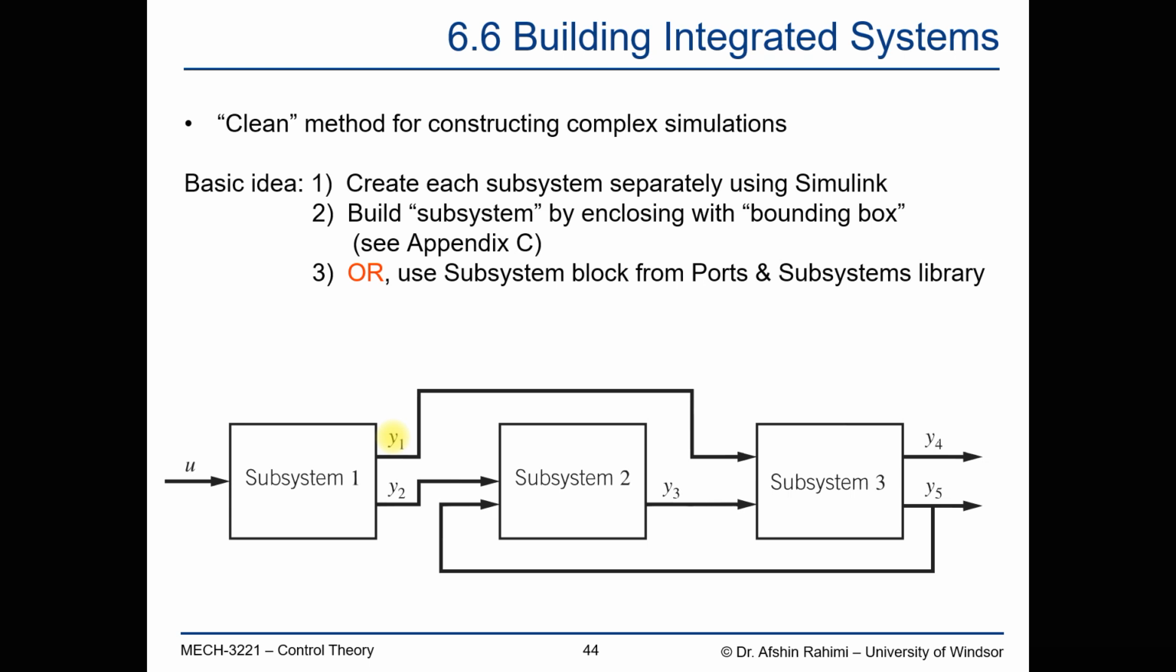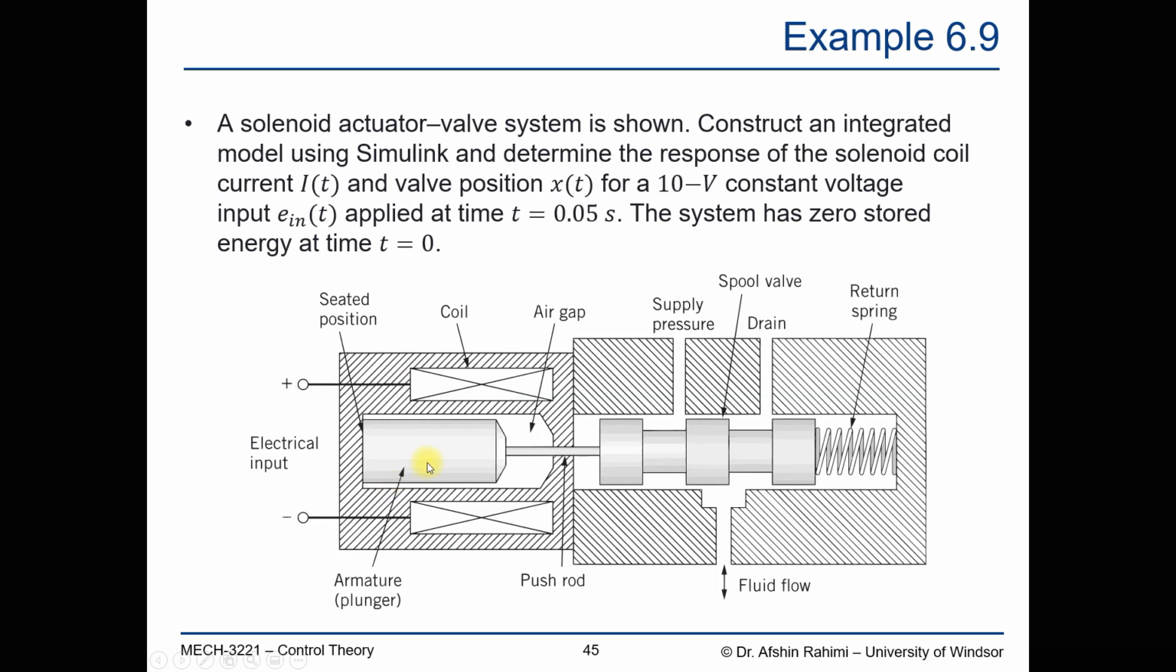The basic idea is to create each subsystem separately using Simulink and then build a subsystem by enclosing with a bounding box, or use the Subsystem block from the Ports and Subsystems library. So if you have subsystem 1, subsystem 2, and subsystem 3, and they are interacting with one another, you can create each individually as a subsystem and then have their inputs and outputs feeding one another so that you can have your overall system working as expected. This example will try to tackle that kind of approach.